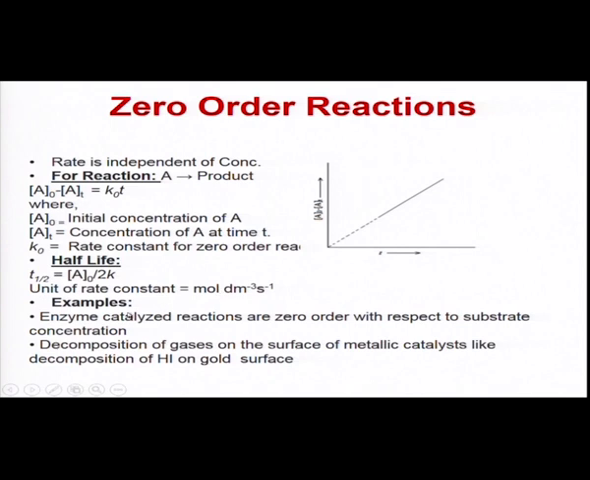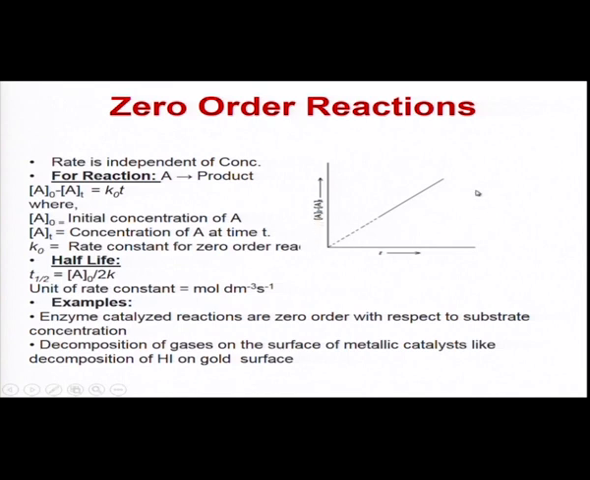Some examples which follow zero order kinetics are enzyme catalyzed reactions, which are zero order with respect to substrate concentration, and also decomposition of gases on the surface of metallic catalysts, like hydrogen iodide on gold particles. Some photochemical reactions also follow zero order kinetics, and if you plot time versus concentration, you will get a straight line.